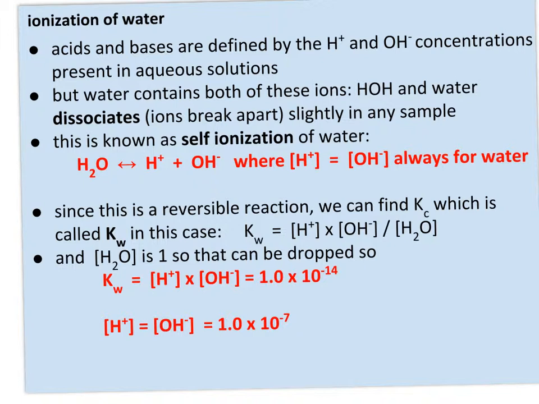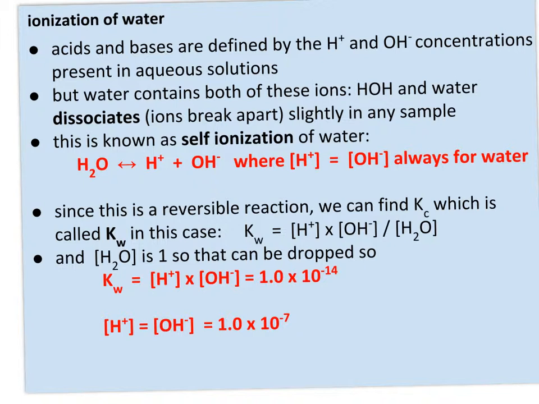But we don't notice it because it doesn't behave any different. This idea is known as the self-ionization of water, and where it's pure water, your H plus concentration and your OH minus concentration should be equal. And so since it's a reversible reaction and the equilibrium lies very far to the left, we should be able to find an equilibrium constant for this, and we call this the Kw. And Kw would be equal to your hydrogen ion times your hydroxide ion concentration divided by water's concentration. But water's concentration is just going to be 1.